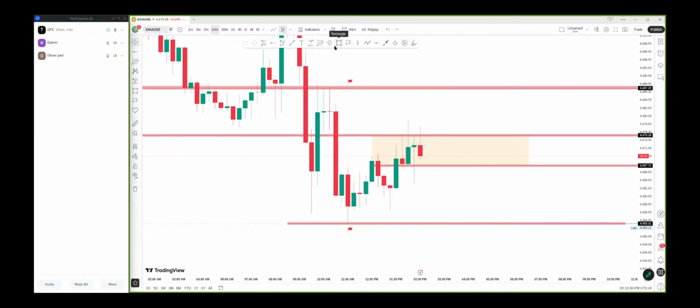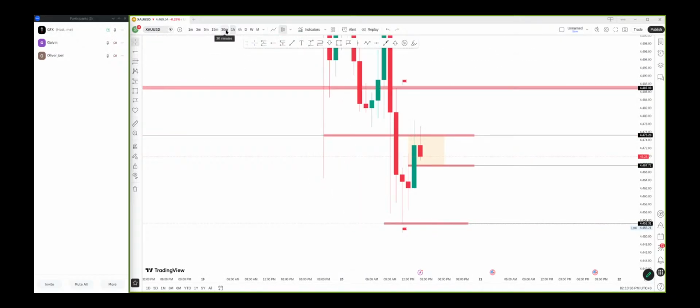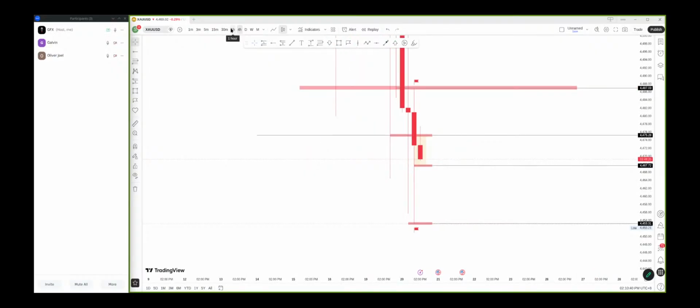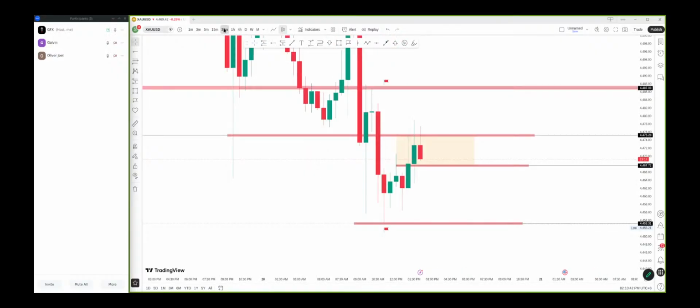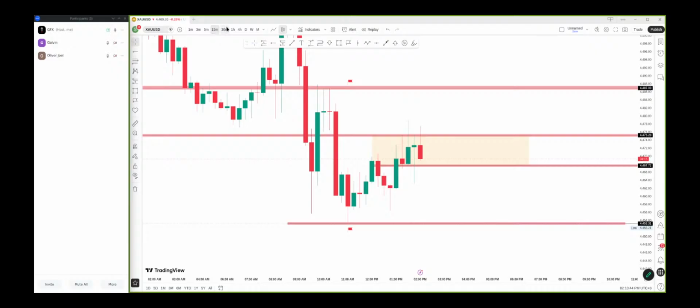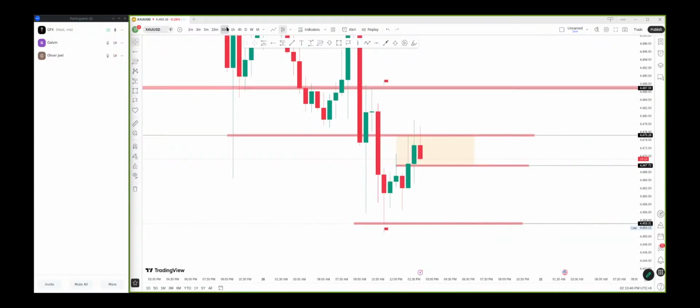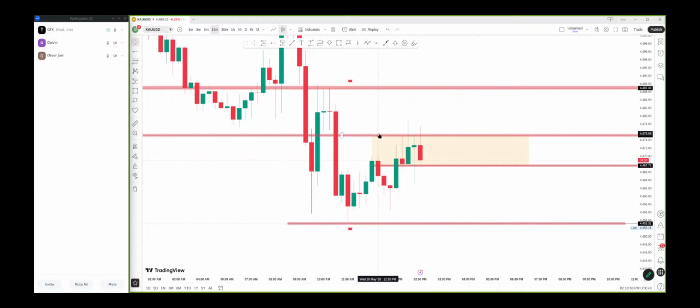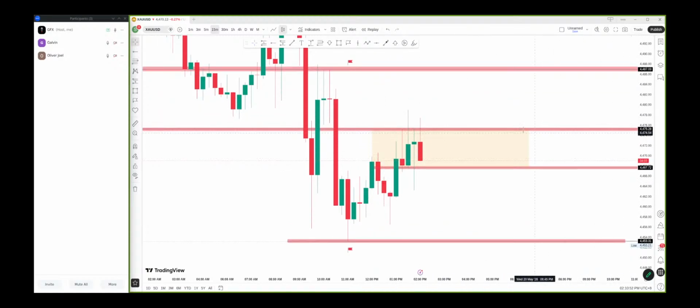Four more minutes to go. The hourly created a top wick and then it flipped bearish. The 4-hour did the same thing. The 30-minute did the same thing. The 15 is also doing the same. Everything is in sync for a sell at this point.